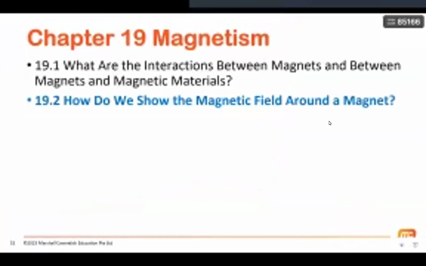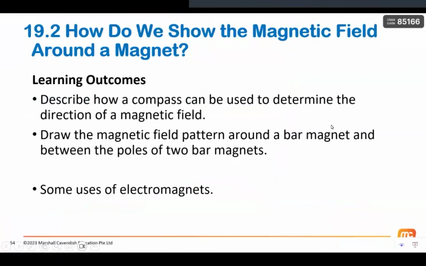In this video, we'll be showing the magnetic field around a magnet, and these are the learning outcomes. We will first discuss how a compass can be used to determine the direction of the magnetic field, and then we will learn how to draw magnetic field patterns around a bar magnet and between the poles of two bar magnets. And I have also included some uses of electromagnets in these videos as well.